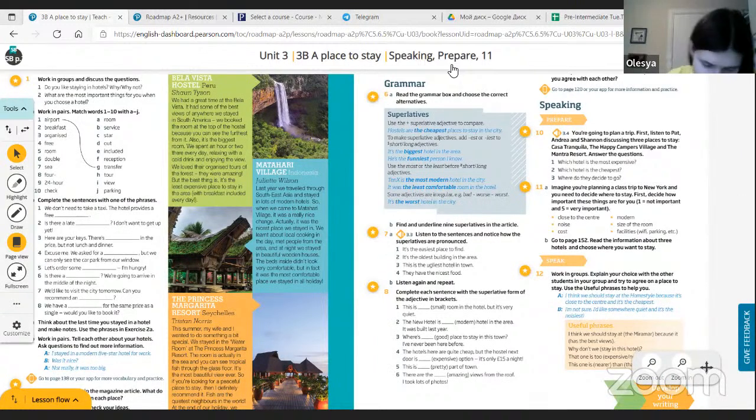Okay, that's great. Yes, and I'd like to stay in the Princess Margarita Resort because it is the most beautiful and peaceful resort. Yes, it costs more expensive than Bella Vista and Mata Hari village, but it has such a beautiful view that I love it.